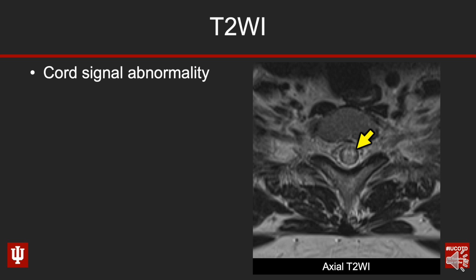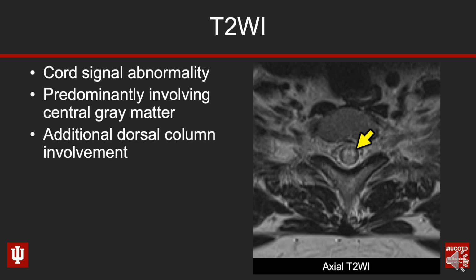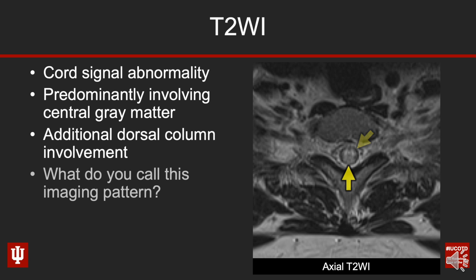As we look at that axial T2 slice through the sort of cervicothoracic cord, we can again see this cord signal abnormality denoted here by the yellow arrow. And when you look at this, it predominantly involves the central gray matter. But there's also some dorsal column involvement that we can see with this yellow arrow. Maybe slightly less than the central, but definitely involving the dorsal cord as well.